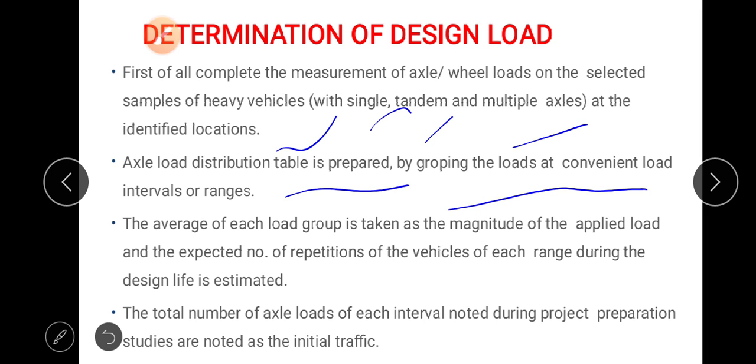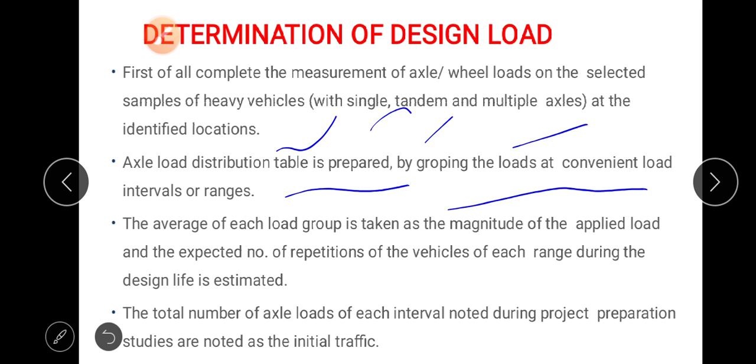This is very important. Axle load distribution with respect to different wheel assemblies, say single, tandem, multiple. A table is to be prepared and grouping of loads at convenient load intervals or ranges are to be decided, and then based on these, the average of each load group is taken as the magnitude of the applied load and the expected number of repetitions of vehicles of each range during the design life is estimated.